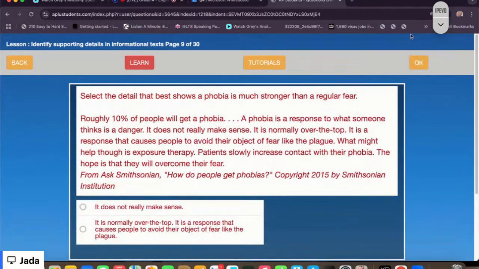Okay, so the second, which is correct. So select the detail that best shows a phobia is much stronger than a regular fear. So is it the first or the second?